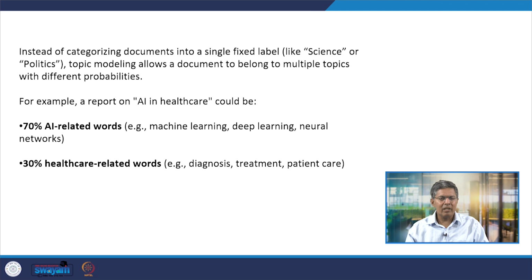So, for example, the last example again, you see a report on AI in healthcare says that 70% are AI related words, which we just saw in the last slide, right. So, machine learning, deep learning, neural network, and 30% healthcare. So, it is a very clear category division that 70% is AI and 30% is healthcare. So, it is not saying only it is an AI related topic. If you would have said only AI related, then you would have missed out the 30% healthcare related words, right. So, that is why this is a better way of explaining or classifying things than a single label.